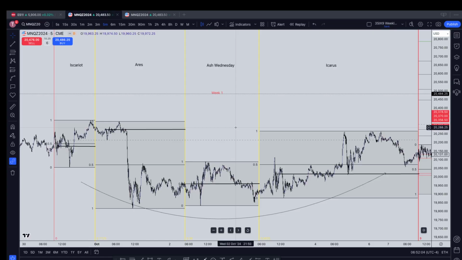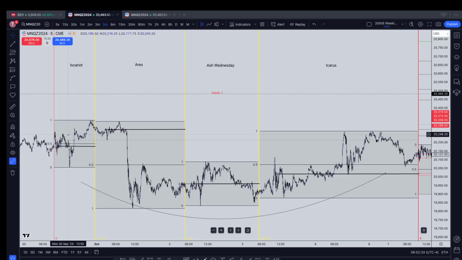The reason I say that is because I'm really looking for only Wednesday, Thursday, and Friday to help me take trades, because Monday and Tuesday for me, in other words, are Iscariot and Aries. They are the zones that tell me which way the price is going and what the bias could be for the next few days or for the end of the week.